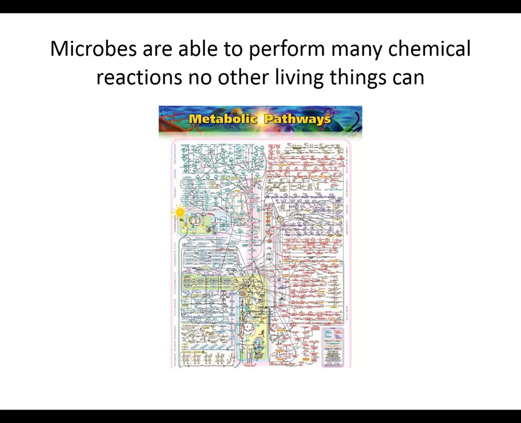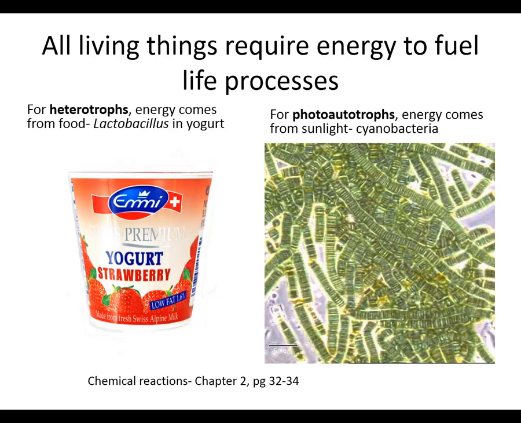Microbes are able to perform many chemical reactions no other living things can do, right? And so we can break down bacteria based on their metabolic characteristics. We can differentiate bacteria based on whether they're autotrophs or heterotrophs, yeah? So heterotrophs get their energy from food, right?